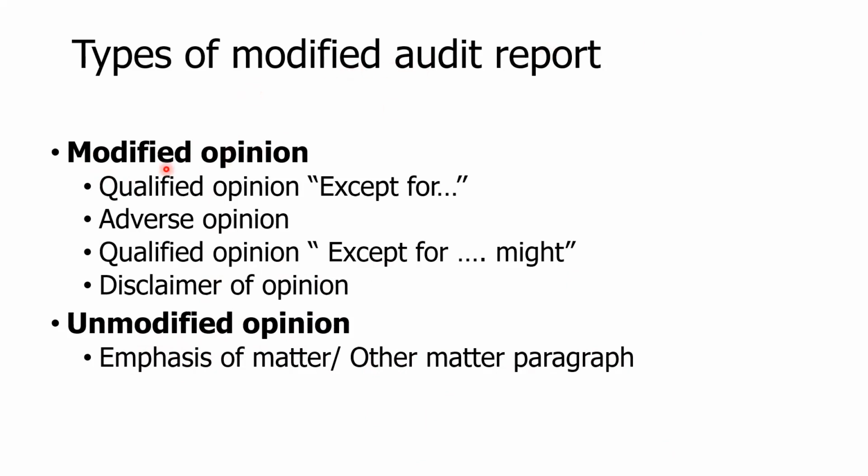So the types of opinion the auditor can give under the modified opinion are disclaimer of opinion, adverse opinion, and then qualified opinion. By the qualified opinion, we can break it down to qualified opinion except for, or qualified except for might. When you go to some books, they will tell you that there are 3 types of modified opinion. Others will also tell you 4 types. It's actually the qualified that we break it down to except for and then except for might. That makes it 4. Otherwise, it is qualified, adverse, and then what? Disclaimer.